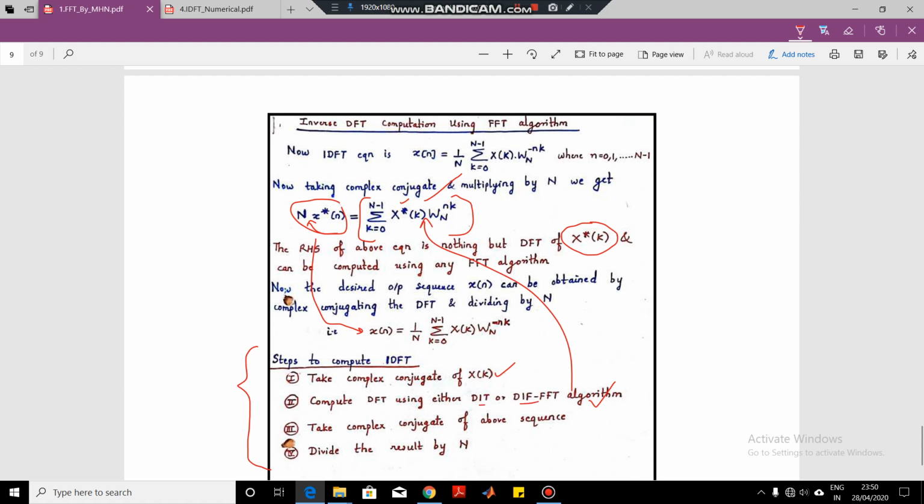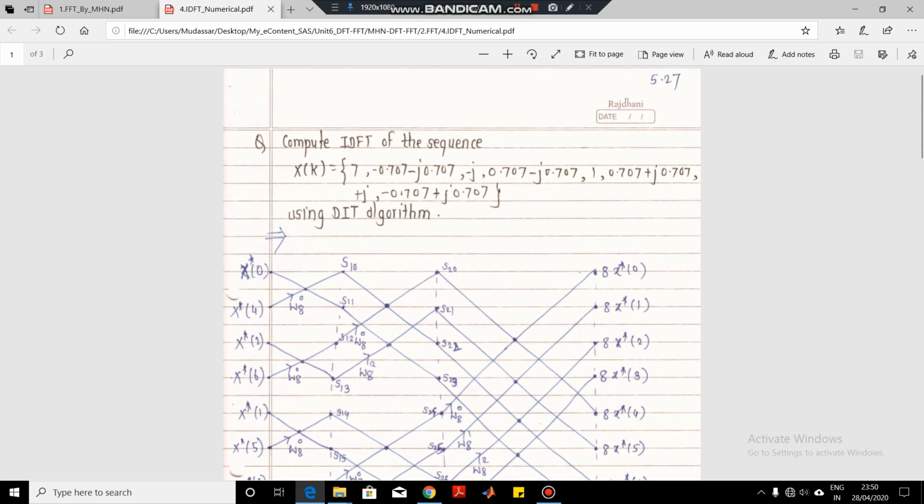Next, whatever output we get, we have to take the complex conjugate, because we are getting here x star of n. In order to convert this x star of n into x of n, we have to take the complex conjugate of this, and finally we have to divide it by capital N so that we get x of n. So this is how we can compute the IDFT of a given DFT by making use of the FFT algorithm. Now let us see this with the help of a numerical.